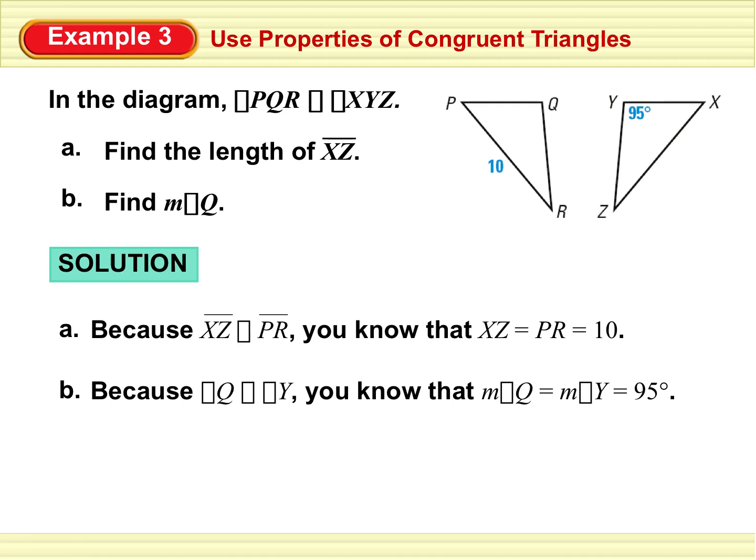Okay, go to this slide. So, it gives us our congruence statement, and it wants us to find the length of XZ. Well, PR is congruent to what side on the other triangle? XZ. So, if PR is 10, what's XZ? 10. Okay. Over here, it says angle Y is 95. Well, what angle is congruent to Y in the other triangle? Q. So if Y is 95, Q is 95. Okay, so really it's all about reading this statement here.